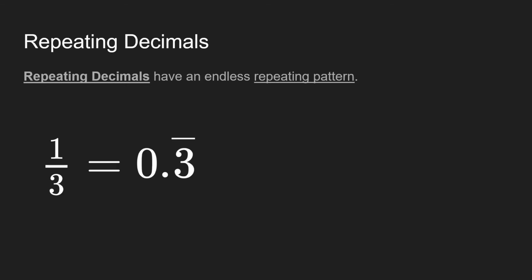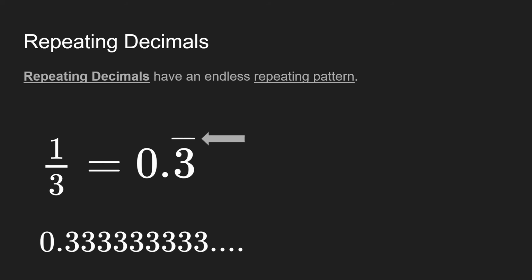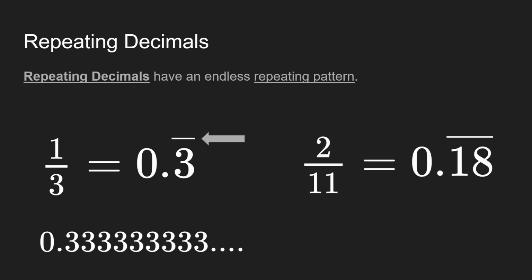Another type of decimal you can get is what's called a repeating decimal. Repeating decimals have an endless repeating pattern. 1 over 3 equals 0.3 repeated. In math, we normally put a bar above the digits that repeat in the decimal. So instead of putting 0.3 and then having it go forever, you put a bar above the digits that repeat in the decimal. Another example is 2 over 11, which equals 0.18 repeated.